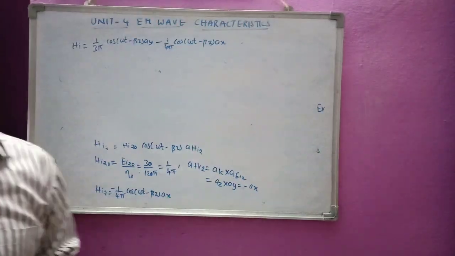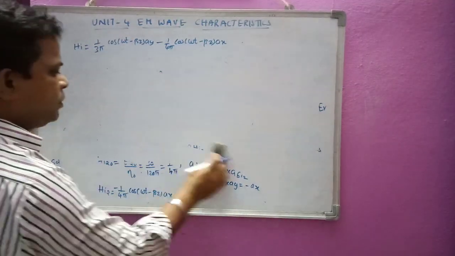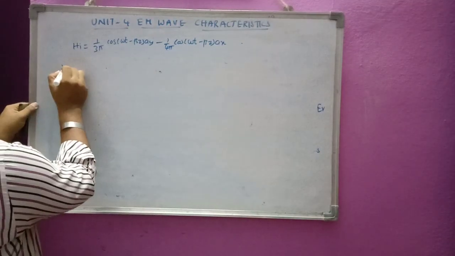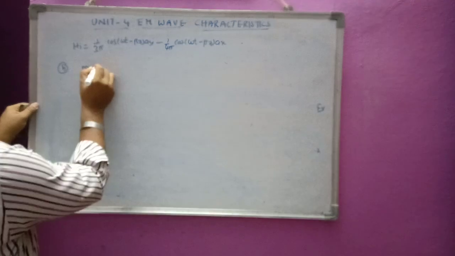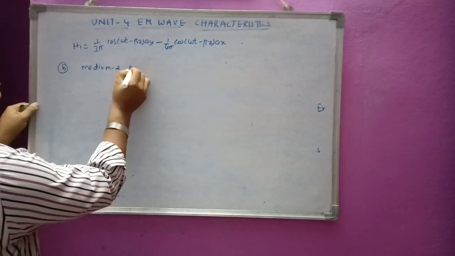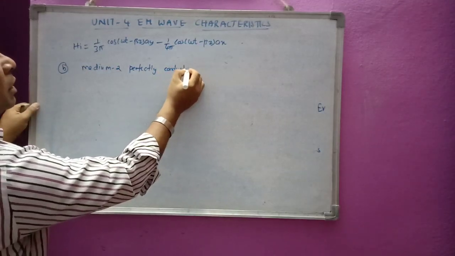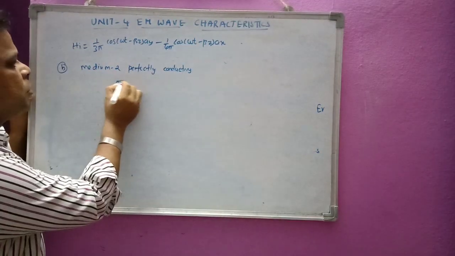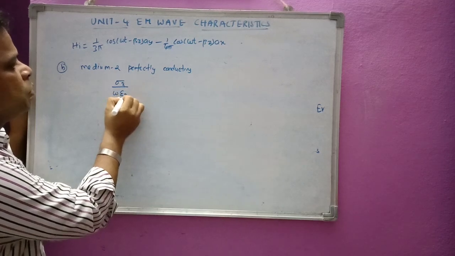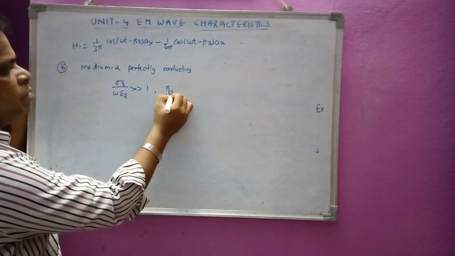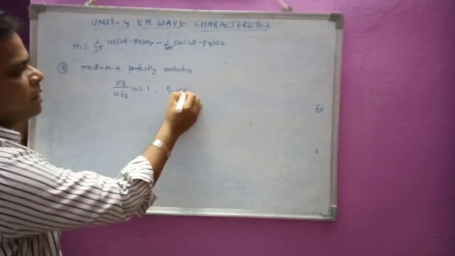The B question is: if the second medium is perfectly conducting. Here it is very important to understand that medium 2 is perfectly conducting. Perfectly conducting means sigma is very much greater, that is sigma is infinity. So sigma 2 by omega epsilon 2 is always greater than 1, or I can say that the intrinsic impedance of medium 2 is always less than the intrinsic impedance of medium 1, that is free space.